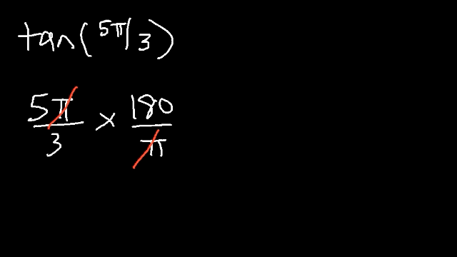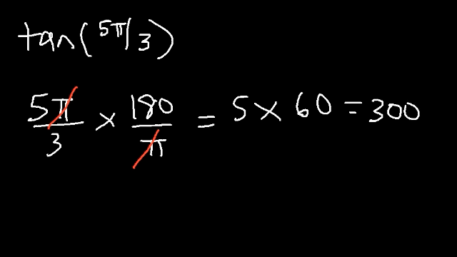Now we can do 5 times 180 divided by 3, or we can do 180 divided by 3 times 5. It's easier if you divide first and then multiply. So what's 180 divided by 3? If 18 divided by 3 is 6, 180 divided by 3 is 60. So we have 5 times 60. Now if 5 times 6 is 30, 5 times 60 is 300. You just got to add the 0. So tangent 5 pi over 3 is the same as tangent 300 degrees.